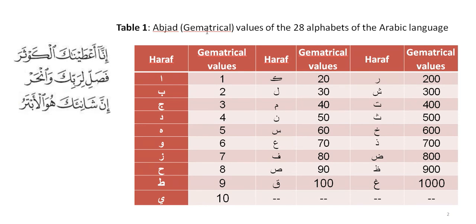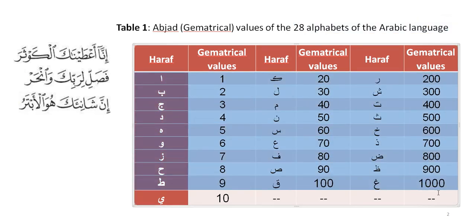Let's see this table number 1. This table shows the abjad values of the 28 alphabets of the Arabic language, and this table is well known to all and used or practiced by the researchers as well as for calculation also.